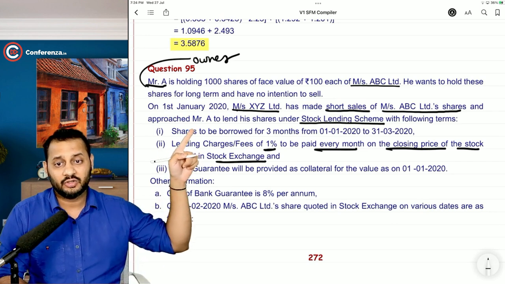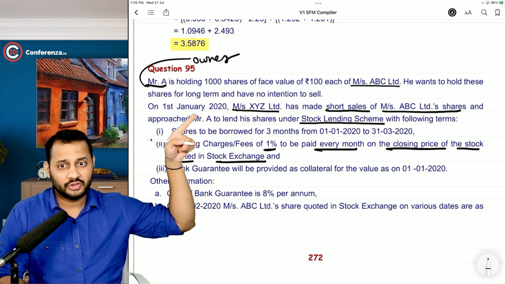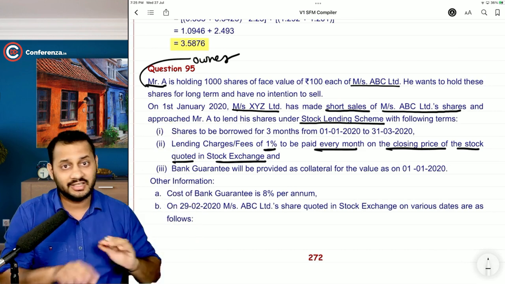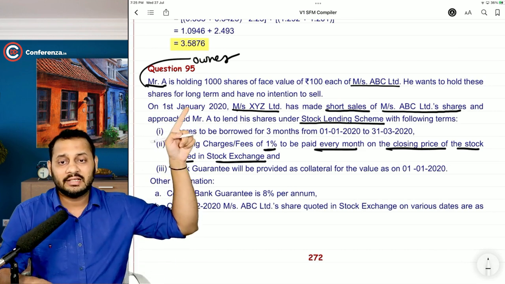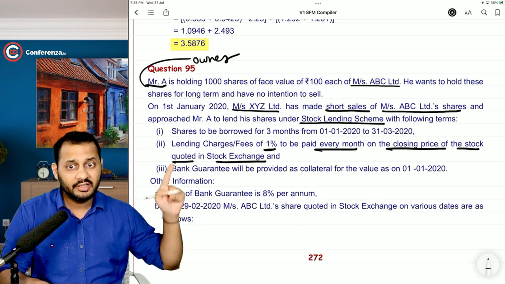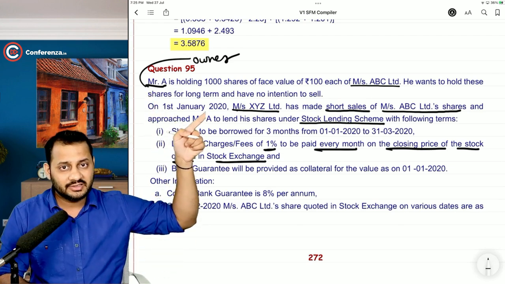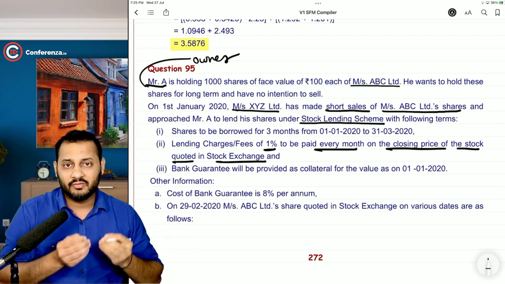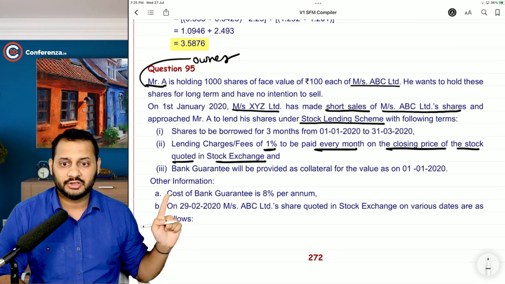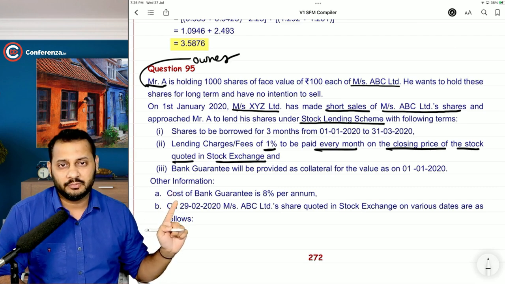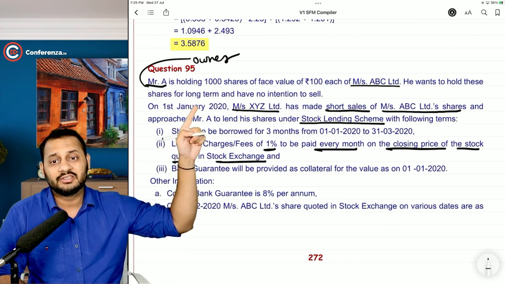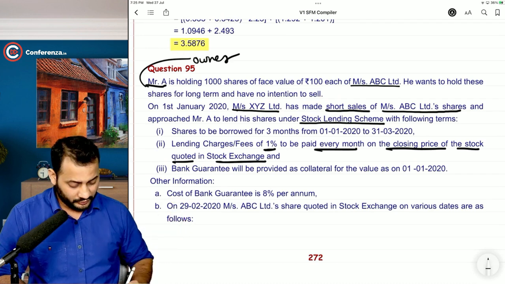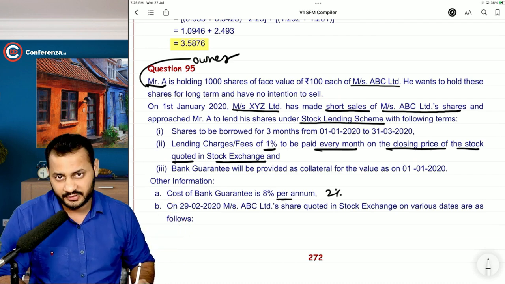See, he is selling the stock and he is borrowing the stocks from Mr. A. What is the guarantee that Messrs XYZ will return the stocks to Mr. A? There is no guarantee and he can default on that. And that's why he is going to produce a bank guarantee to Mr. A. In case Messrs XYZ Limited defaults, Mr. A can use this bank guarantee to recover his amount. Other information: cost of the bank guarantee is 8% per annum. Who is submitting the bank guarantee? Messrs XYZ. So he will bear those charges, 8% per annum. So you will have to calculate it for a quarter, that will be 2%.